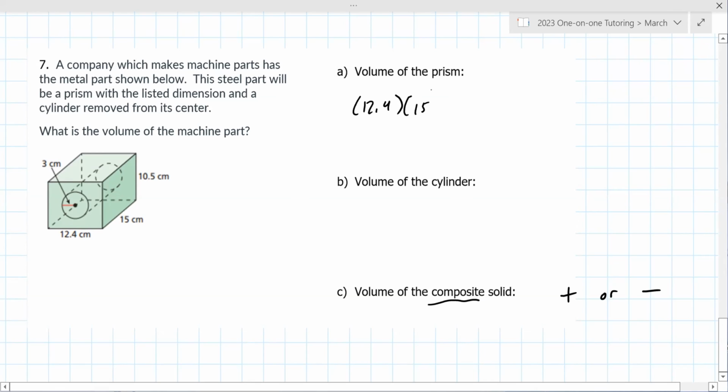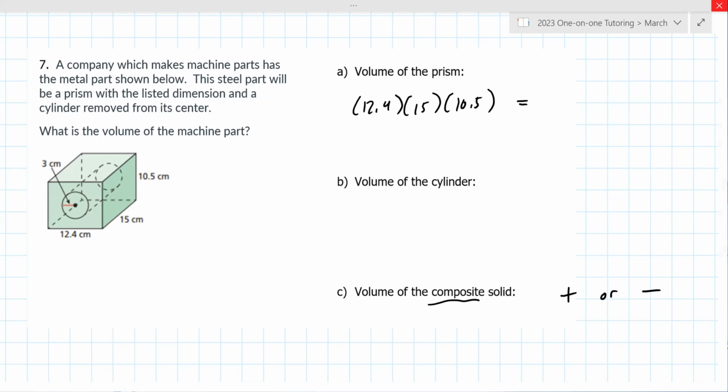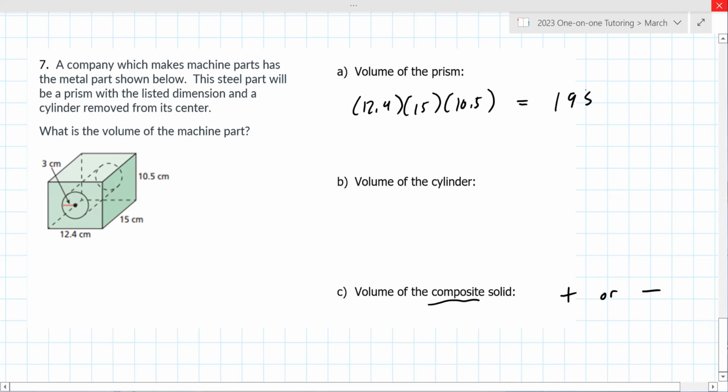So the prism here, 12.4 times 15 times 10.5. Okay, so get that value, whatever that is. Let me actually get that too, just to check here. 12.4 times 15 times 10.5. Okay, I got 1,953. Yes. And that works out pretty well there.